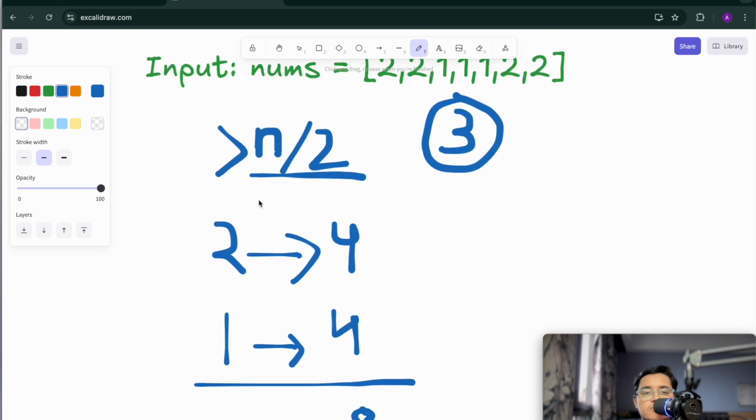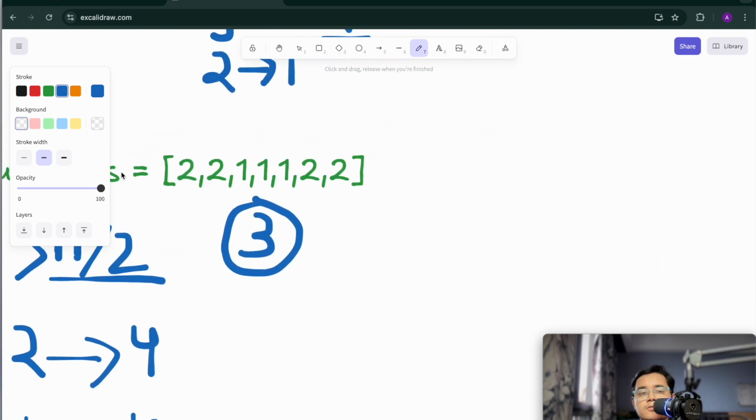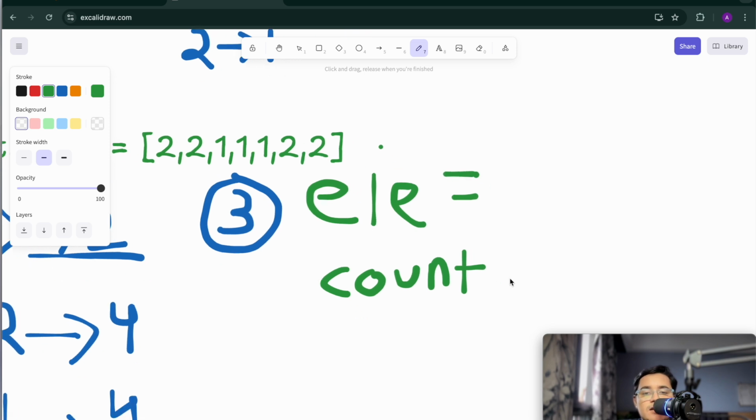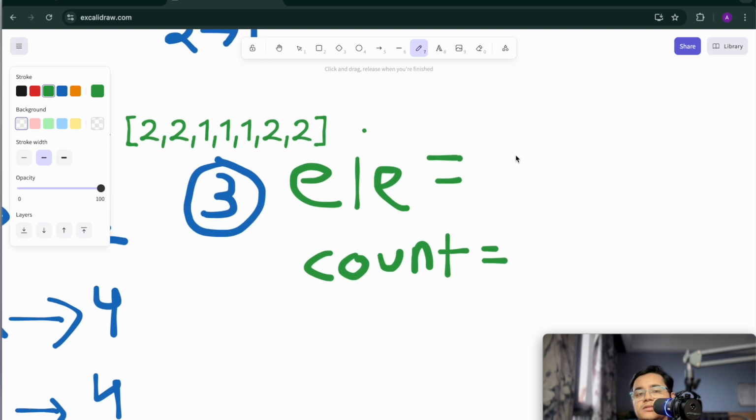It's simple. We're going to take two variables: one would be an element and one would be count. Element is known as the candidate element, so we are assuming that this is the element that appears more than n divided by 2 times, and count would store the frequency of that given element. Let's suppose we set both to 0.